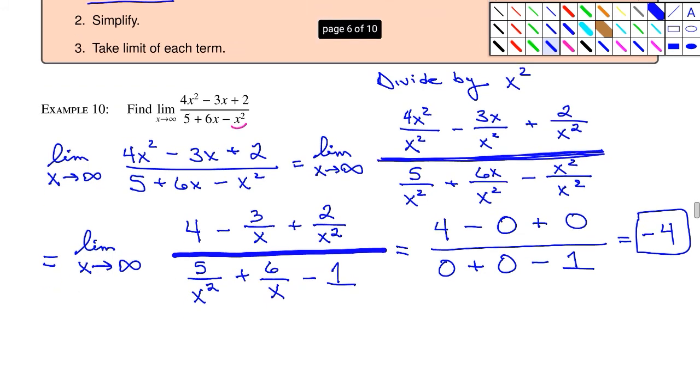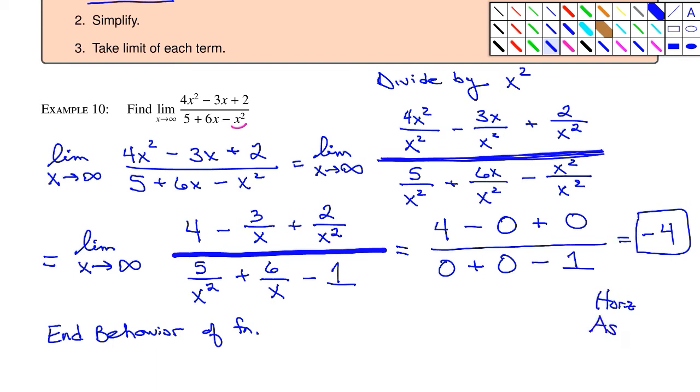Now don't lose sight about what this quantity actually means. This is the end behavior of the function. And that function is 4x squared minus 3x plus 2 over 5 plus 6x minus x squared. What that tells us is that as the x's get larger and larger, and you start graphing things to the right side of the graph, they level off at negative 4, and that creates a horizontal asymptote at y equals negative 4.